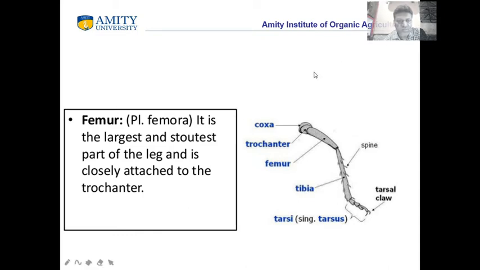Femur. Femora is the plural word and femur is the singular word. It is the largest and strongest part of the leg, and it is closely attached to the trochanter.